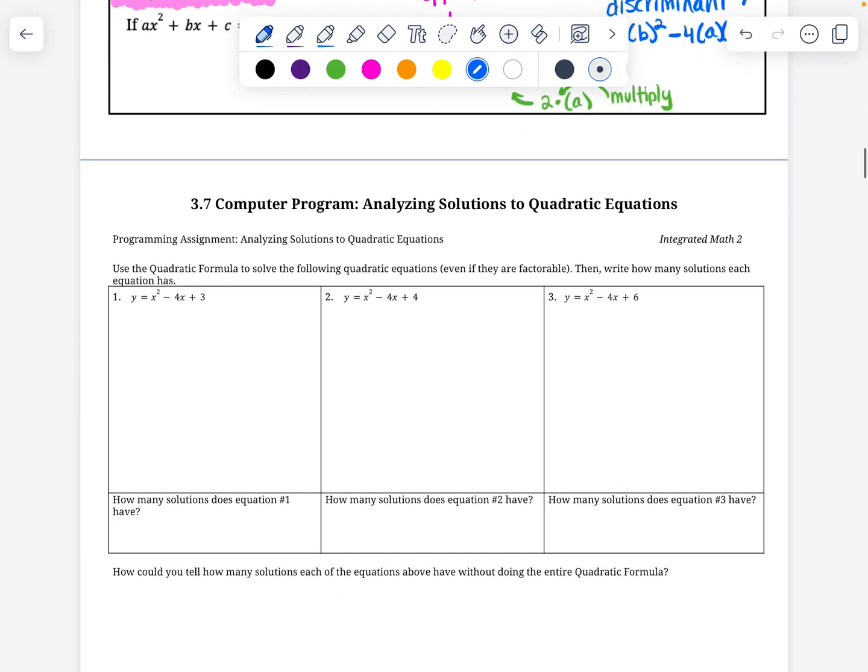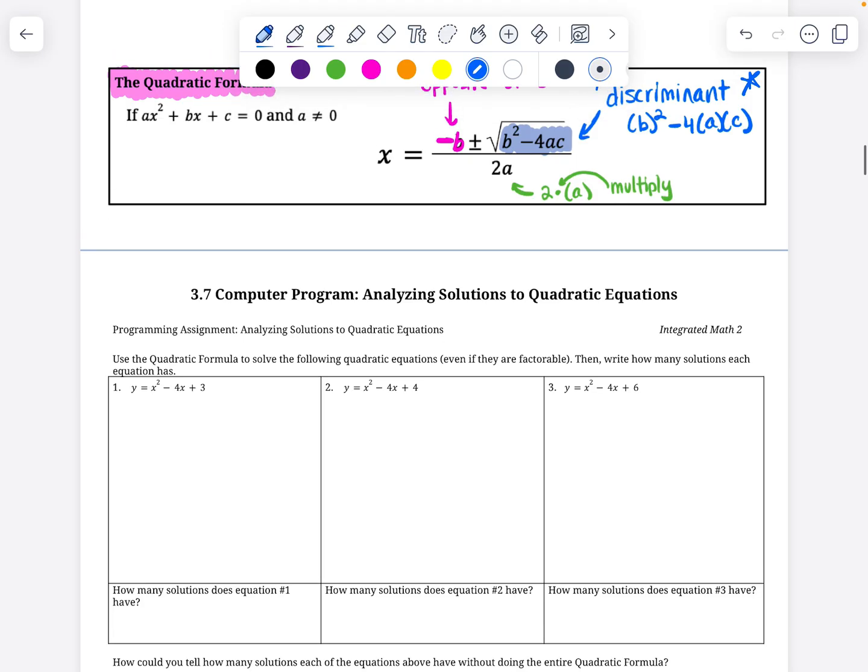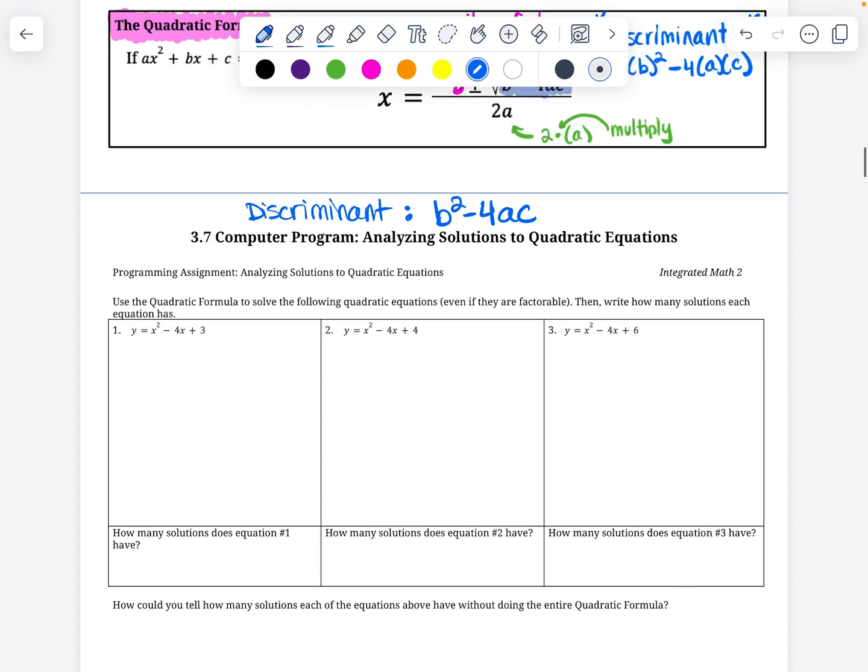To do that, I need you to find what is, at least currently, page 30 in our note packet. It should look something like what you're seeing on the screen right now. I'm just going to write the discriminant up at the top here. The discriminant is just the b squared minus 4ac part of the quadratic formula, so we're just going to focus on that.